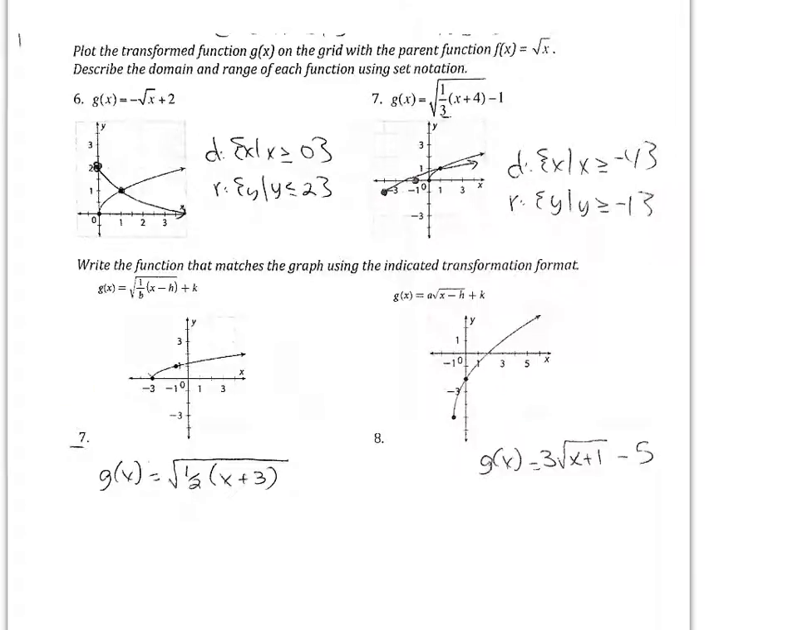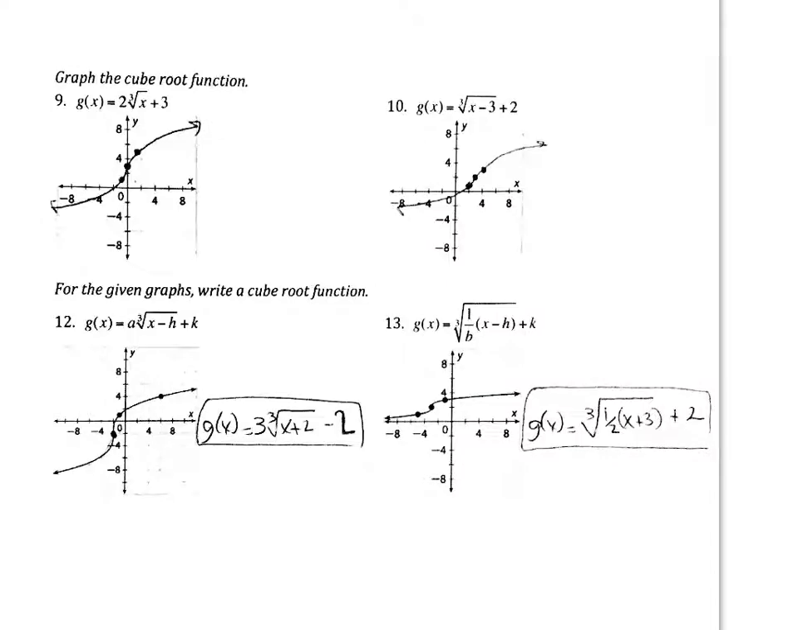7 and 8, you go backwards. You look at the picture here, the vertex is negative 3, 0, so I put a negative 3, well, opposite of there, nothing on the outside. This time they went over 2 up 1. Over 2 means it's a horizontal stretch, so you do reciprocal of 2, which is 1. This one, same deal. Vertex is negative 1, negative 5, so put that there. They went over 1 up 3. That's why the 3 is a vertical stretch.